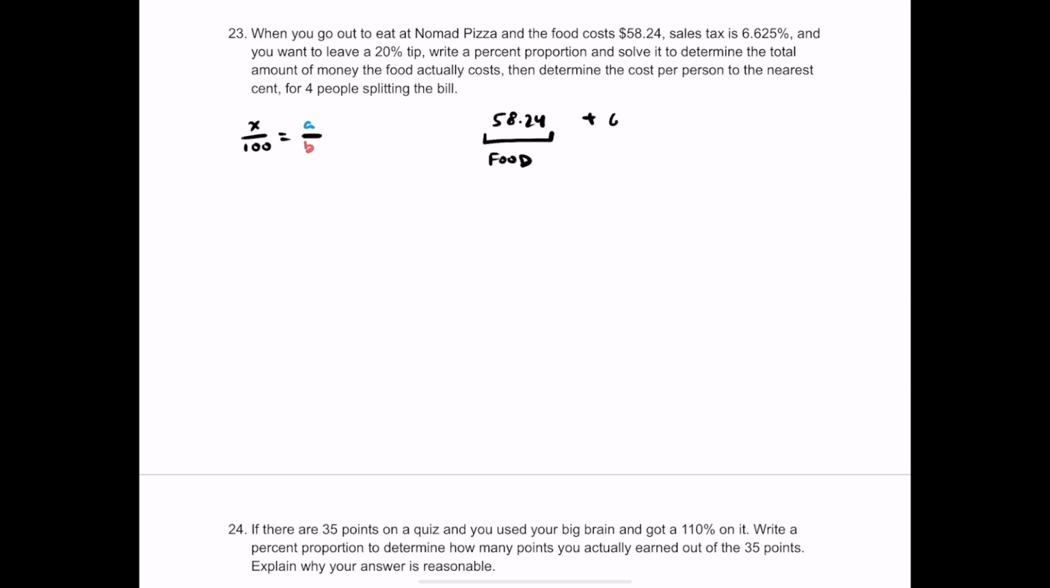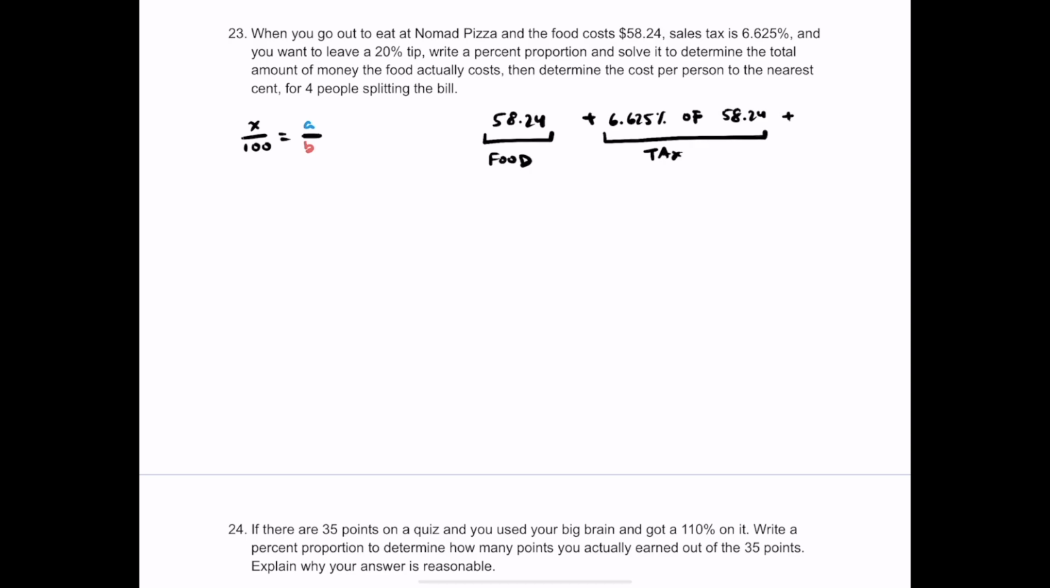So how do you find tax? Well, that's going to be 6.625% of the food. So it's a percentage of the food. So "of" means the total of food. Of is the whole. So this is going to be the tax part.